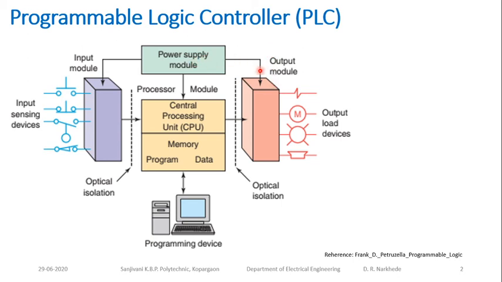Now this is the output module. The output module may work on DC or AC. Based on that, the power supply will provide the output supply to the output module. Okay, and the next most important thing is the programming device.